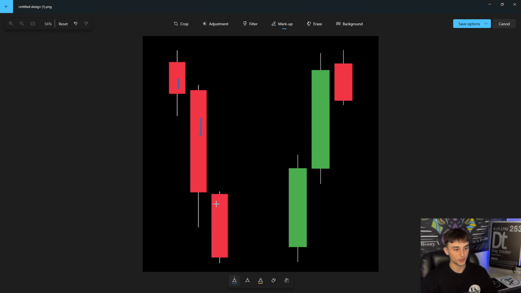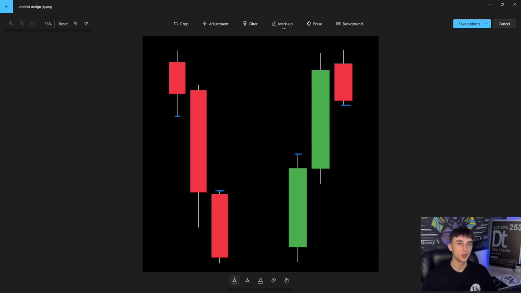1, 2, 3. And as you can see, for a bearish fair value gap, the low of the first candle does not meet the high of the third candle, which then creates this gap here. And for a bullish example, you can see the high of the first candle does not meet the low of the third candle, which creates the gap between the first and the third candle.